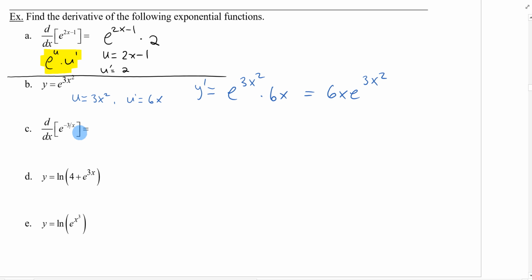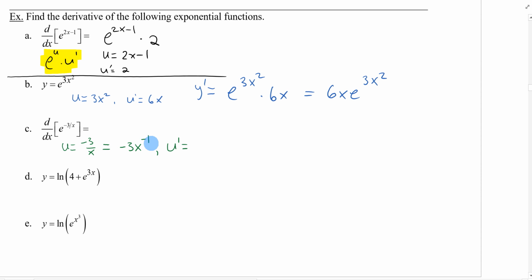The next one is going to be slightly more difficult because now u is negative 3 over x, which can be rewritten as negative 3 times x to the negative first. So the derivative of this, using power rule, you drop the negative 1. Negative 1 times negative 3x to the negative second, which is positive 3x to the negative second, which can finally be rewritten as 3 over x squared.